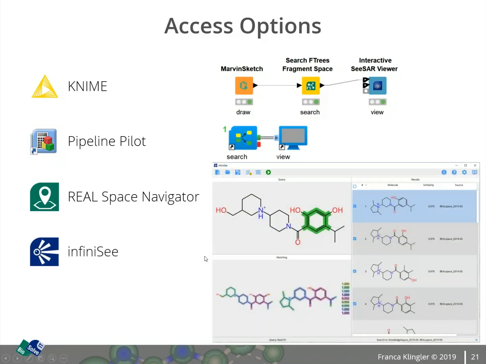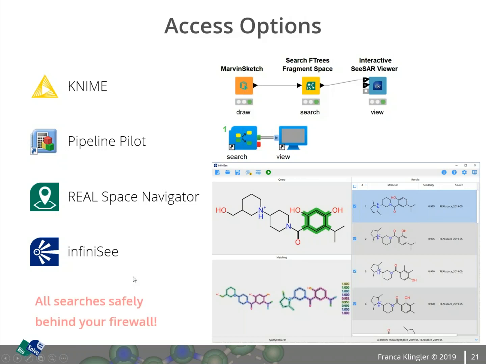The big brother, so to say, of the REAL Space Navigator is a tool from us called Infinity. This contains as well the favorites feature, as I've showed you before, and this tool is able as well to search in several spaces at the same time. So you see in here, for example, I've searched in the Knowledge Space and the REAL Space at the same time, and you get information as well on which source this came from, and you see those matching pictures in this tool as well.